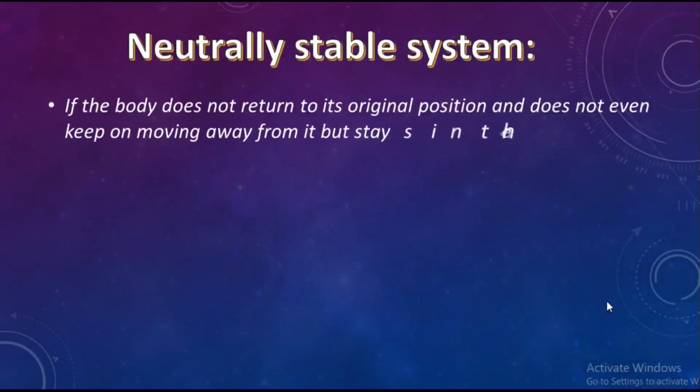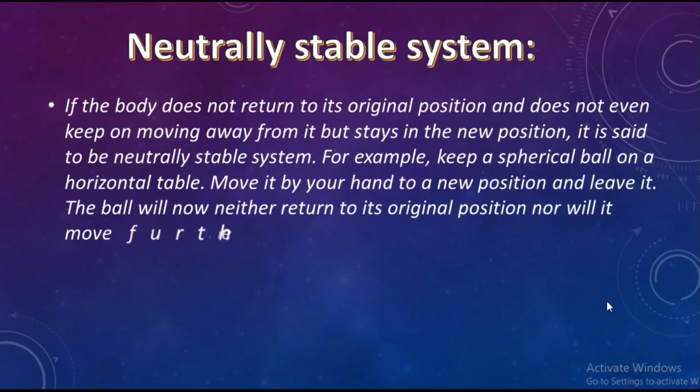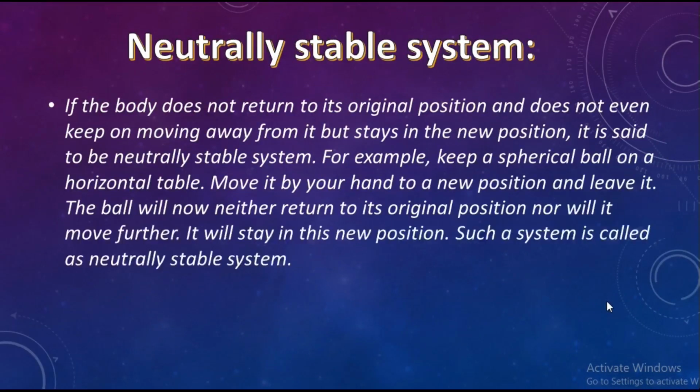The neutrally stable system. If the body does not return to its original position and does not even keep on moving away from it, but stays in the new position, it is said to be a neutrally stable system. For example, keep a spherical ball on a horizontal table. Move it by your hand to a new position and leave it. The ball will neither return to its original position nor will it move further. It will stay in this new position. Such a system is called a neutrally stable system.